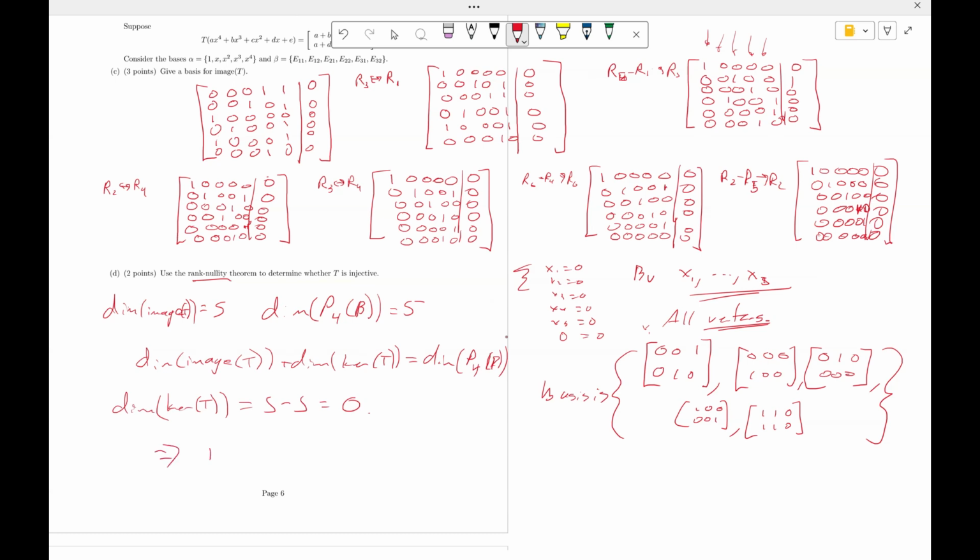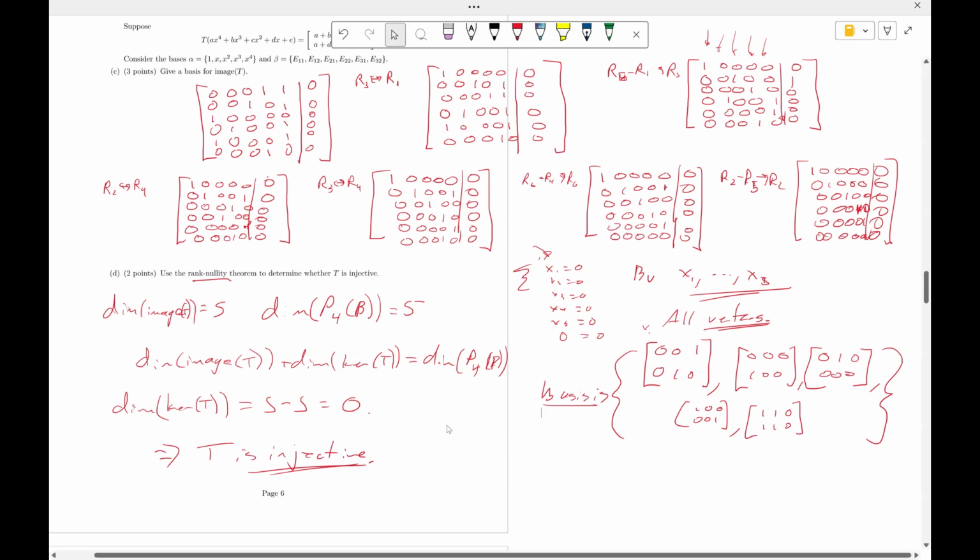This implies that T is injective. We could go back here and say, hey, the only solution vector is the 0 vector, therefore we're injective. But here, we don't need that. All we need is the dimension of the basis. And we can use the fact that we know what the dimension of polynomials of degree at most 4 is in order to show that T is injective.